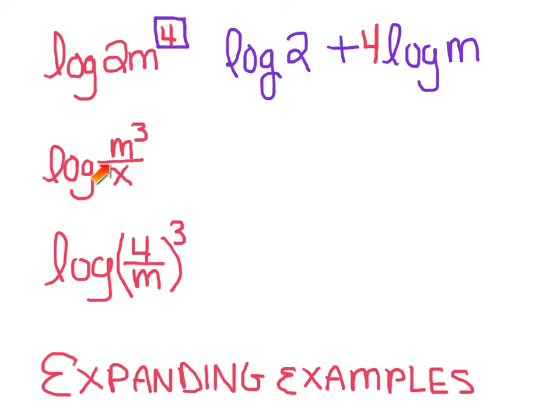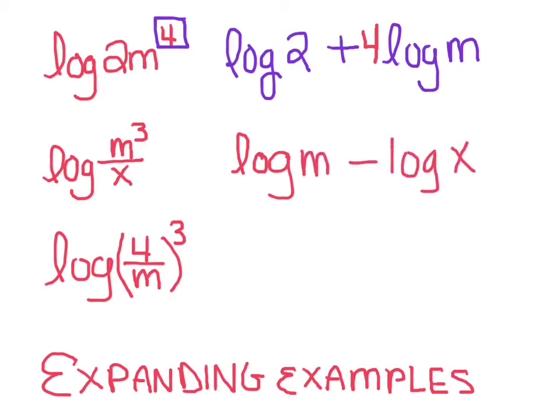On the next example, you look right here, and this is division, so you say to yourself in your head, division becomes subtraction. So you turn it into a subtracting problem, log of m minus log of x. But then if you look at this 3 right here, this 3 only goes with the m, so the 3 that comes out front comes in front of only the m part of the log, not the x part of the log.